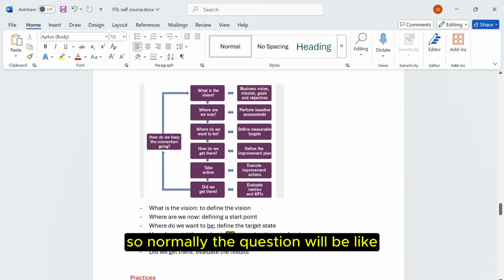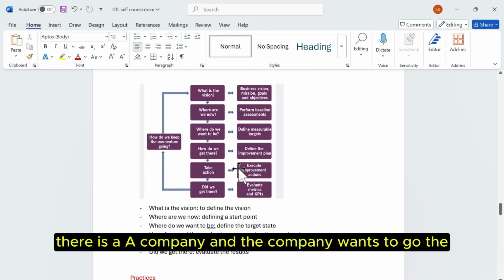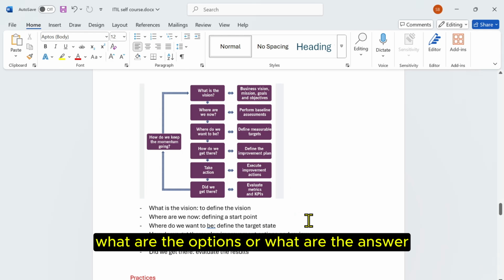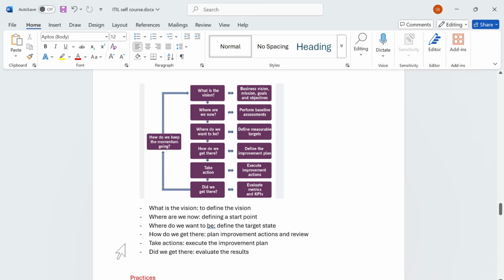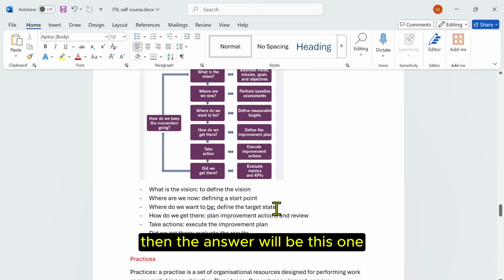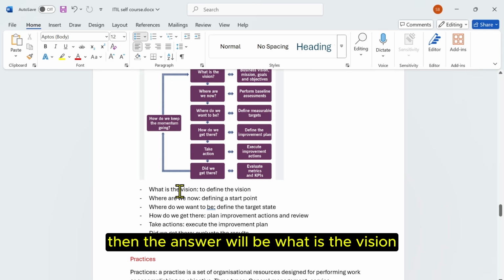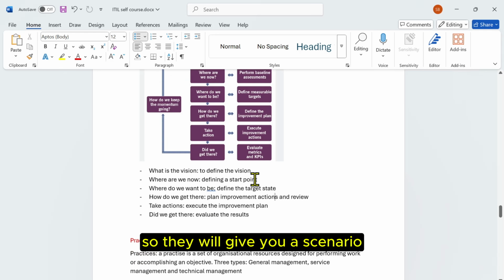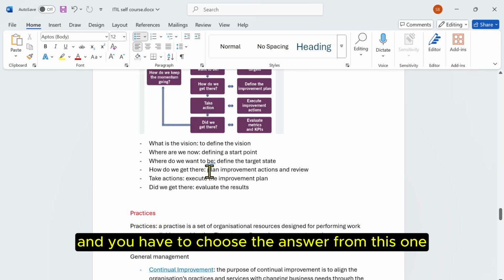So normally the question will be like, they will give you an example. There is a company, and the company wants to achieve this percentage, and what are the options, or what are the answers. So normally you have to choose where do you want to be. If there is any goal or target, then the answer will be this one. If there is a vision related question, then the answer will be what is the vision. If there is any action that needs to be taken, then the answer will be take action. So they will give you a scenario and you have to choose the answer from this one.